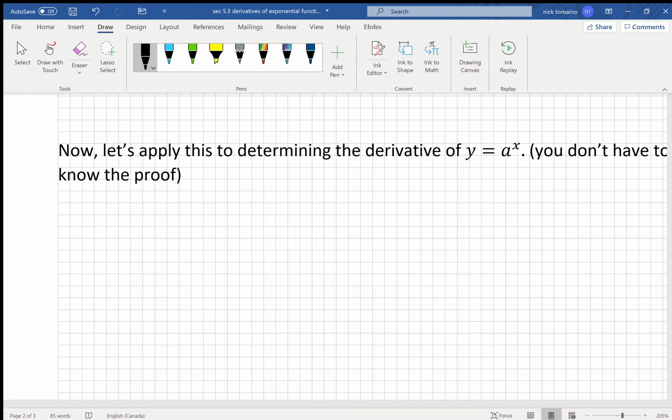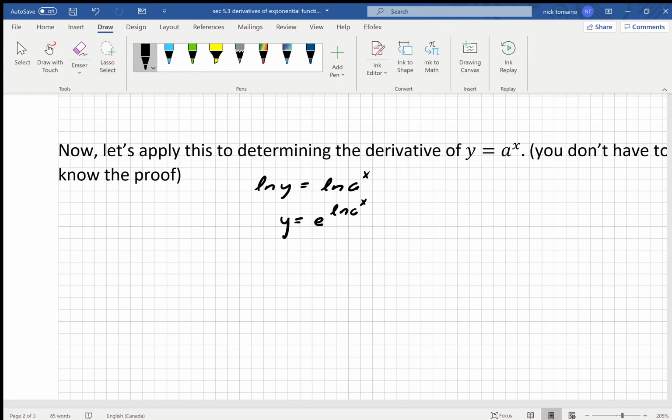What we're going to do here is take the ln of both sides. So we're going to say ln y is equal to ln of a to the x. Now we're going to rewrite this. Remember, if we rewrite this in its exponent form, it's like e to that equals y. So we'll write y is equal to e to the ln of a to the x.